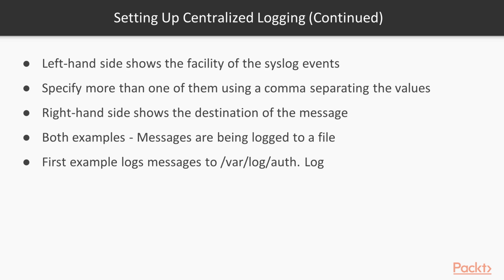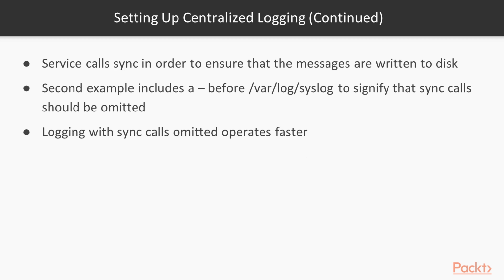The right-hand side shows the destination of the message. In both of these examples, the messages are being logged to a file. The first example logs messages to /var/log/auth.log. After each line is completed, the service calls sync in order to ensure that the messages are written to disk. The second example includes a dash before /var/log/syslog in order to signify that the sync calls should be omitted. Logging with the sync calls omitted operates faster, but at the expense of potentially losing log entries during a system crash.